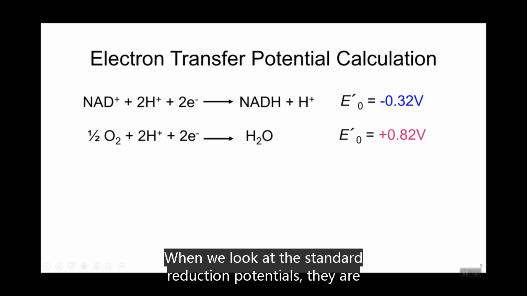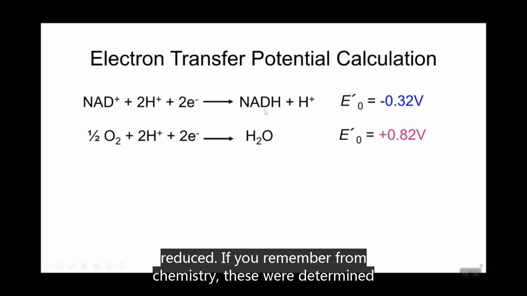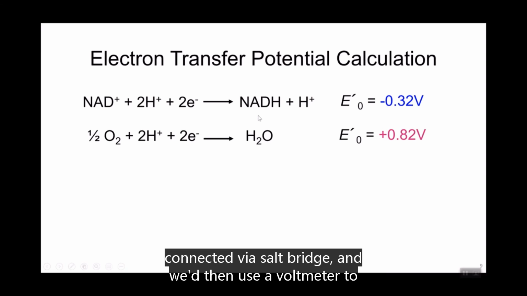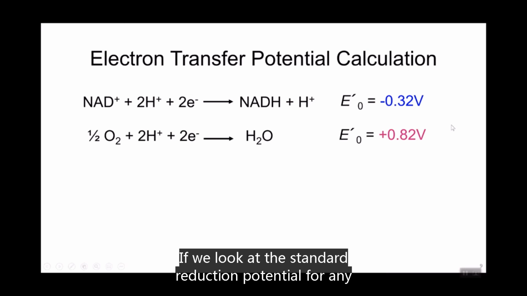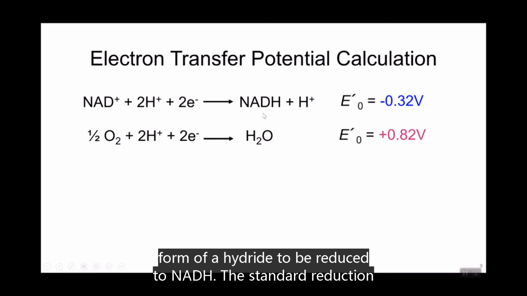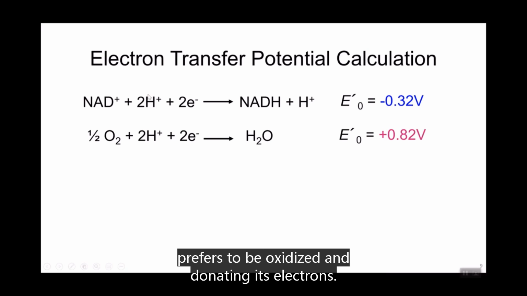When we look at the standard reduction potentials, they're always written as these half-cell reactions, where, as the name suggests, molecules are being reduced. If you remember from chemistry, these were determined relative to a standard hydrogen electrode, and they'd be connected via a salt bridge, and we'd then use a voltmeter to measure the flow of electrons. If we look at the standard reduction potential for NAD+, it's accepting a pair of electrons and a proton in the form of a hydride to be reduced to NADH. The standard reduction potential is negative, indicating that NADH actually prefers to be oxidized and donating its electrons.